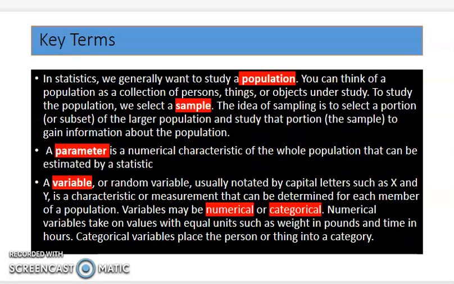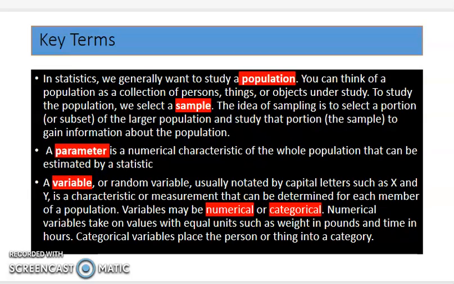Okay. So we generally want to study the population. Population means any type of data. It does not need to be only the human population. Any type of data is called a population. And when we take a portion of the population, it is called the sample, or you can say the sample of the population.